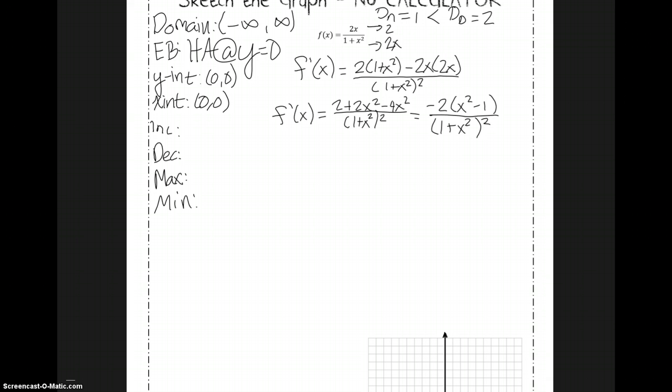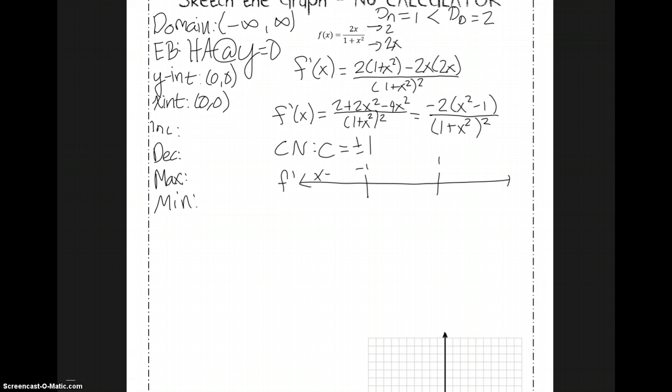Okay, so now I need to find my critical numbers. Critical numbers are anywhere my derivative does not exist, but again, because of the 1 plus x squared in the denominator, it exists everywhere. So it's anywhere the derivative is equal to 0. That'll be at positive and negative 1. So my fence posts for my first derivative test will be at negative 1 and positive 1.